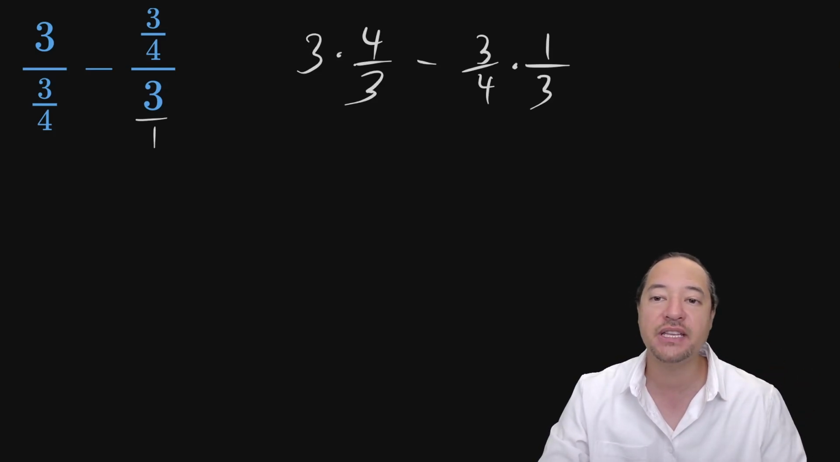And now things are pretty easy. We can see that these 3's are going to cancel out. So here I'm just going to get a 4. And over here, again, these 3's are going to cancel out, so I'm going to get a minus 1 over 4. So 4 minus 1 over 4.